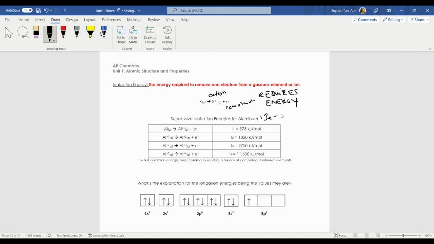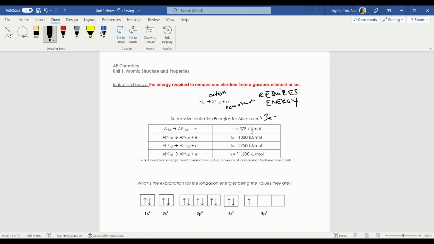You'll notice that there's 4 values listed here. And this is how much energy is required to take away those first 4 electrons. So here I have aluminum as a gas, right? Just elemental aluminum. And I'm removing an electron. This process requires 578 kilojoules per mole of energy.